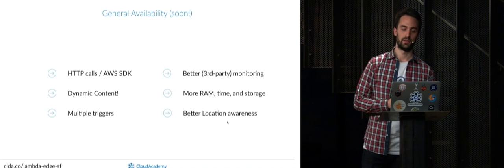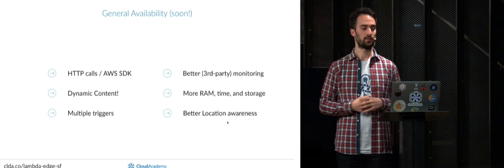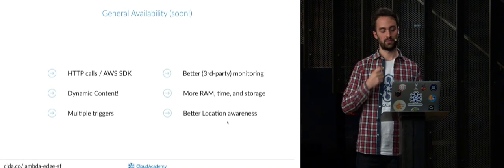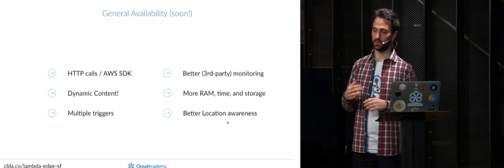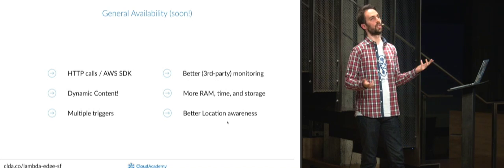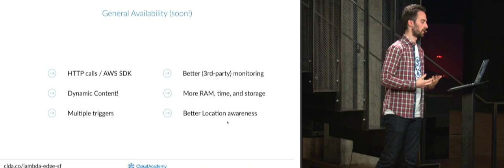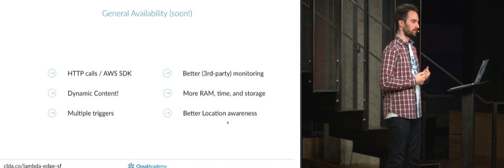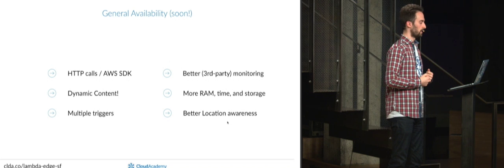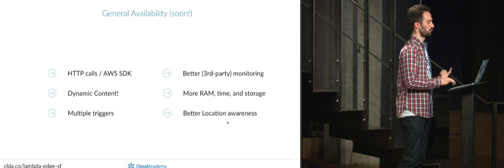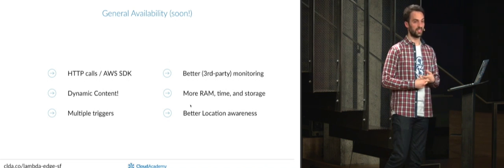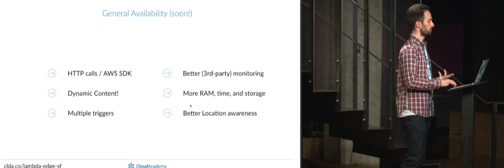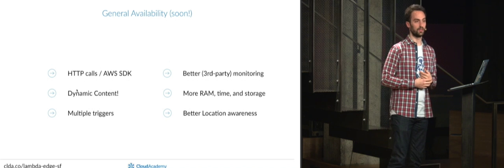So what about general availability? It's coming soon, a few months hopefully. And this is very exciting, I think, because when I started playing with Lambda@Edge, I thought, okay, I will never be able to query a database. I will never be able to store a file or read a file from S3 or anything really dynamic. But it's coming. So HTTP calls, you will have an SDK, you will be able to query real data, which will allow you to actually generate dynamic content.